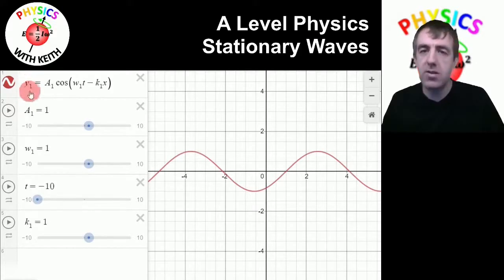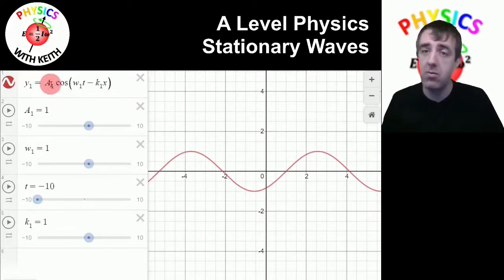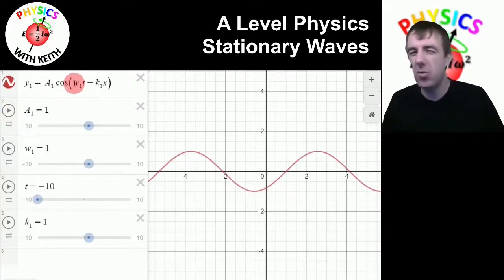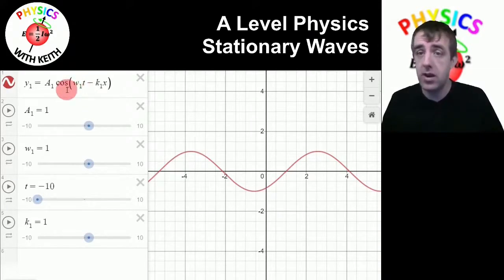y1 is the displacement. A1 is the maximum displacement, that's the amplitude. The cosine function can go from +1 to -1. So you can see that y1, the maximum value it can take, is A1, which is the definition of amplitude. I've used a w here, but actually I wanted to put an omega. Omega 1 is the angular frequency of the wave. That's equal to 2 pi f, where f is the frequency of the wave.